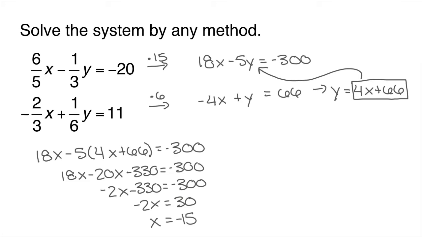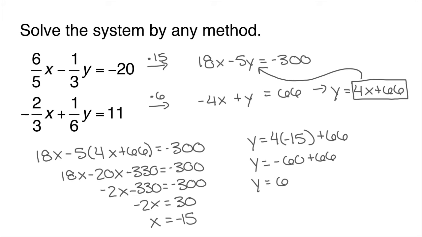Now that we've found x equals negative 15, we can substitute negative 15 for x into our equation for y to solve for y. We have y equals 4 times negative 15 plus 66. 4 times negative 15 is equal to negative 60, so we have y equals negative 60 plus 66. And adding, we have y equals 6. So we found the solution, negative 15, 6.